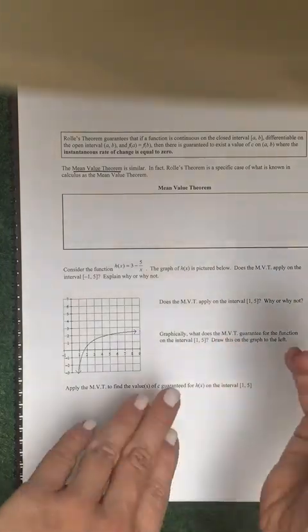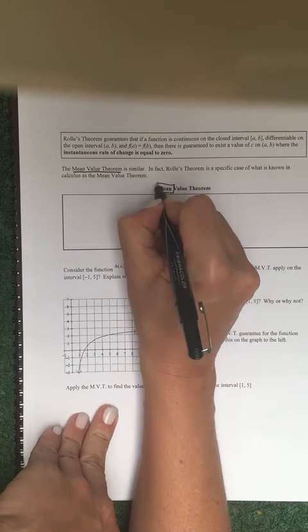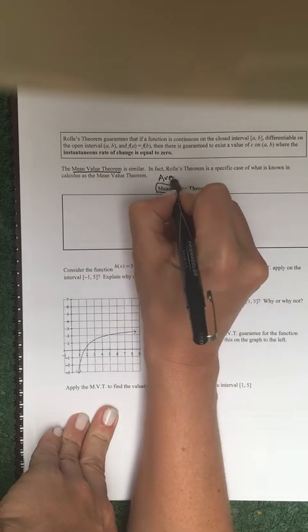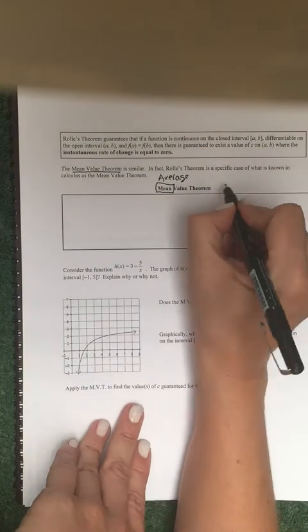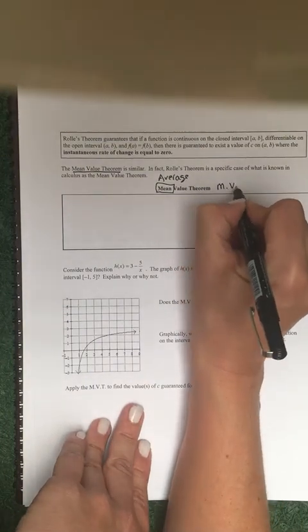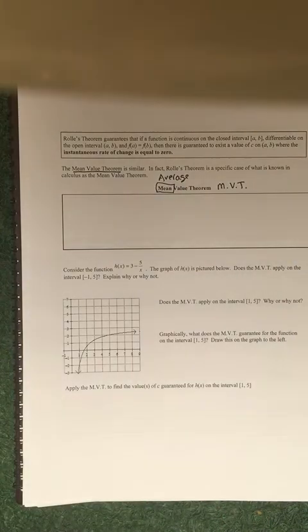So mean value theorem. The word mean means average. We're talking about averages. And you can abbreviate this mean value theorem. I think that's a pretty clear abbreviation for this.